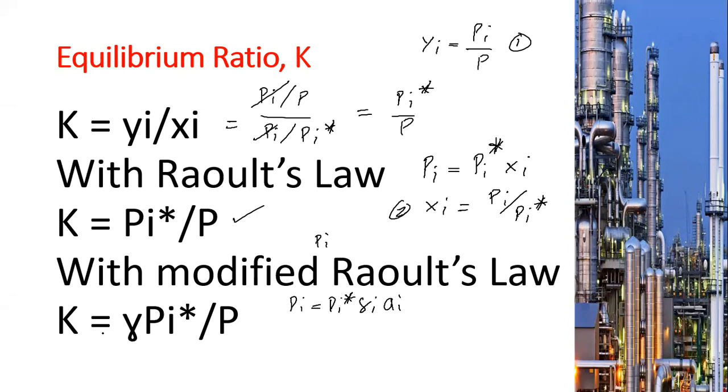So, basically, ang hahanapin natin yung A sub I. A sub I is equals to P sub I divided by P sub I star gamma I. Ganyan. So pag modified Raoult's law, ang definition natin ng K, hindi na Y sub I over X sub I na. Yun. Kaya ito na yung substitute natin doon.